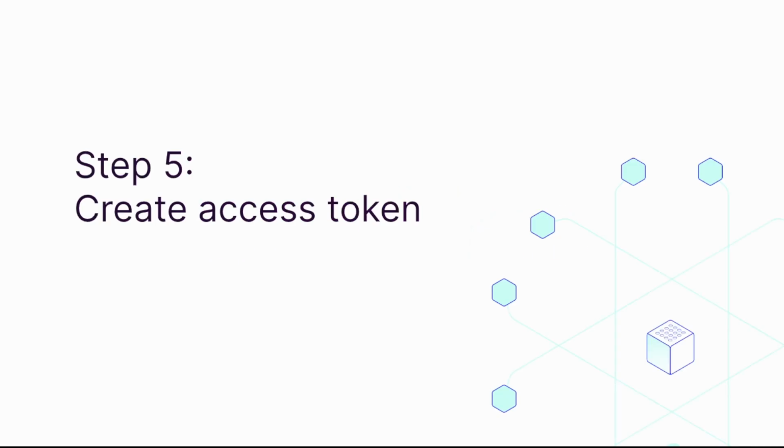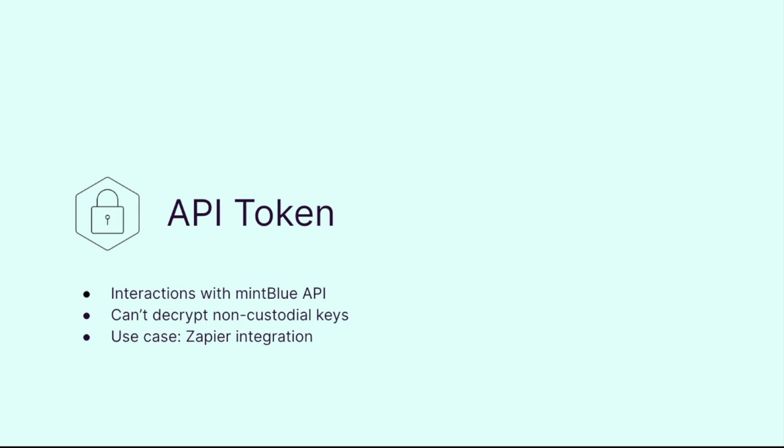Alright, step 5. Let's create an access token. There are two types of access tokens. You can generate an API token and an SDK token. Let's understand the differences. First of all, the API token allows for interactions with the mintBlue API. However, you can't use the API token to decrypt your non-custodial keys, which you need to send transactions or view transaction contents. For instance, you can use the API token to call an endpoint that lists all of your projects or to enable an integration with Zapier.